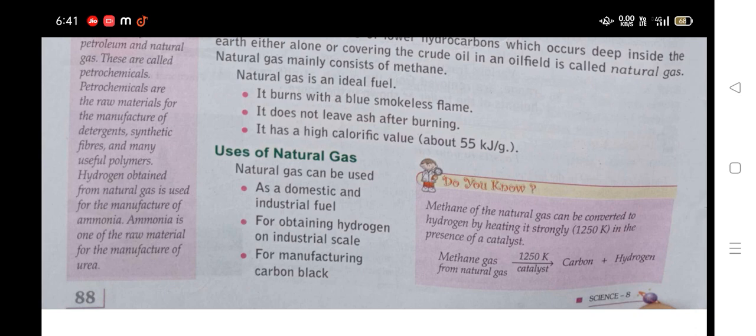Uses of natural gas. Natural gas can be used as a domestic and industrial fuel, for obtaining hydrogen on industrial scale, for manufacturing carbon black. Do you know, methane of the natural gas can be converted to hydrogen by heating it strongly in the presence of catalyst.